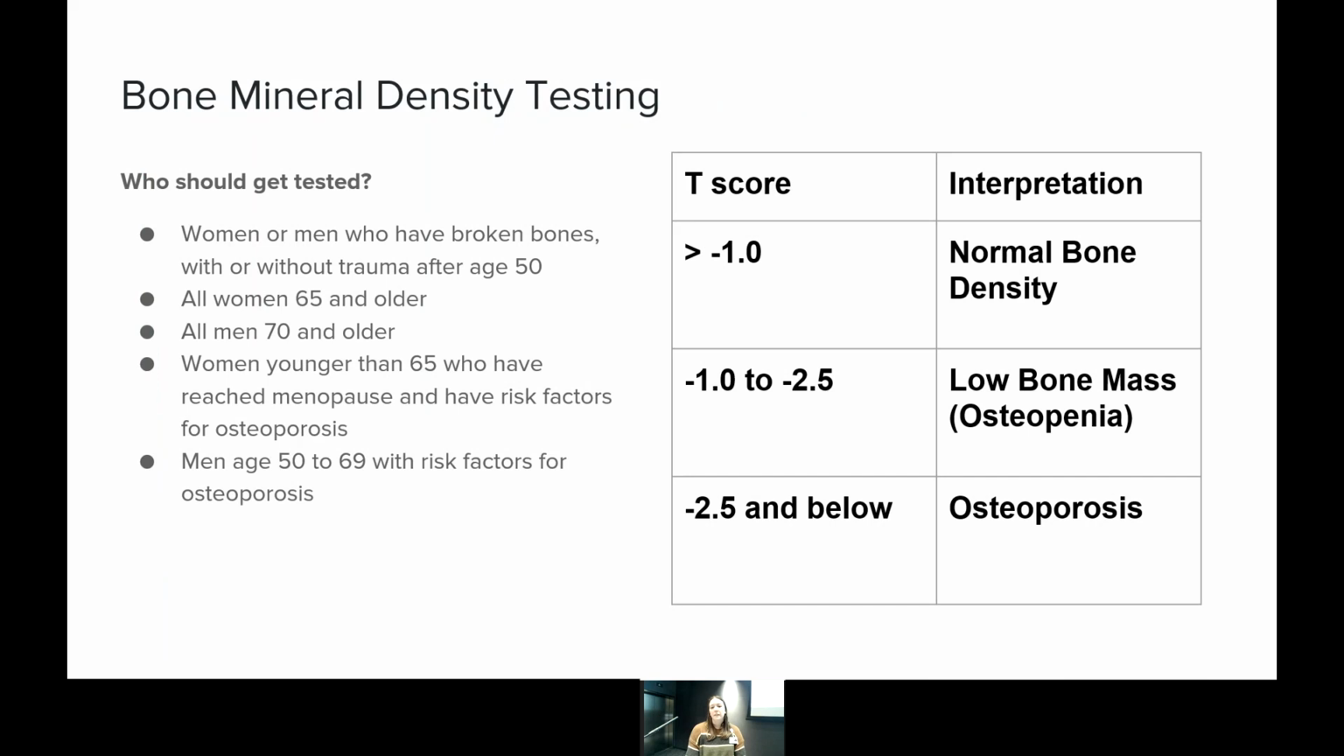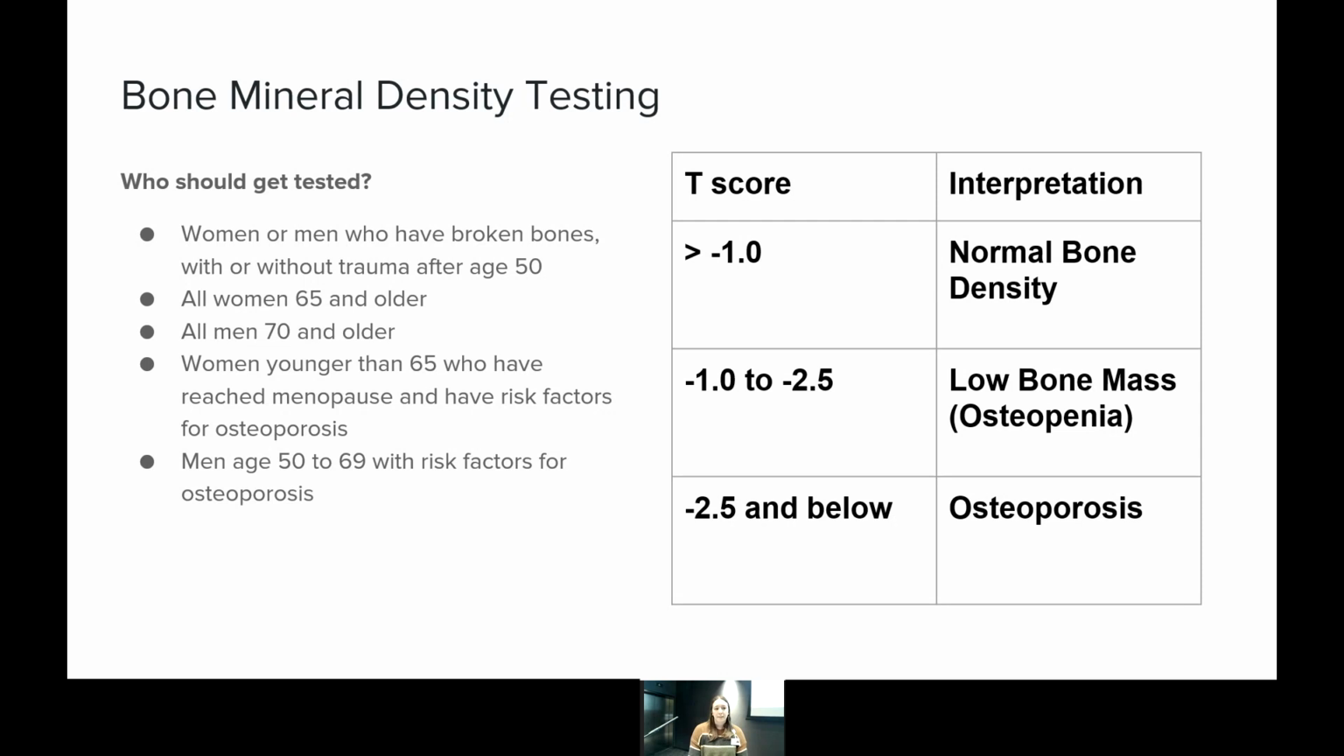So bone mineral density testing uses x-rays to measure the amount of minerals in your bone, and that estimates the density. It records a T-score, and in this chart I have outlined those T-score results. So anything over -1 is considered normal bone density. -1 to -2.5 is considered low bone mass or osteopenia, and -2.5 and below is considered osteoporosis. And that will get a diagnosis of osteoporosis.